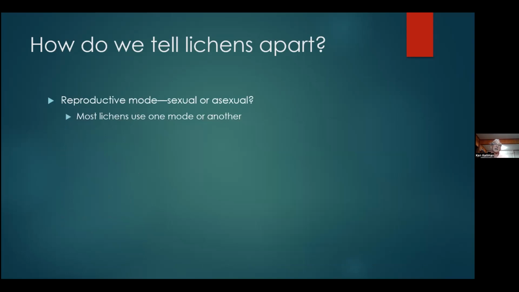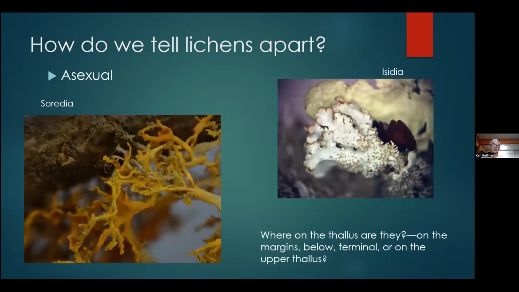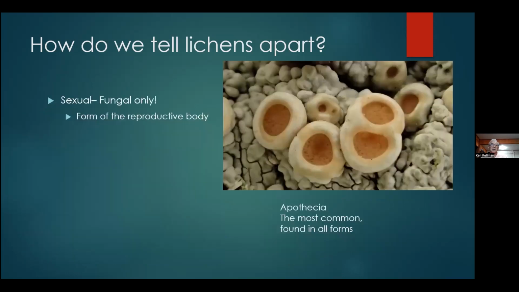Also, we want to look at the reproductive mode, whether they're using sexual or asexual, because most lichens use one or the other. So if we're looking at soredia, for instance, where on the lichen are those soredia being created? Are they under the lower surface? Are they terminal? Are they on the upper surface? In the older sections, where are the isidia being created? These things are all important, and when you try to identify a lichen, you'll be asked those questions.